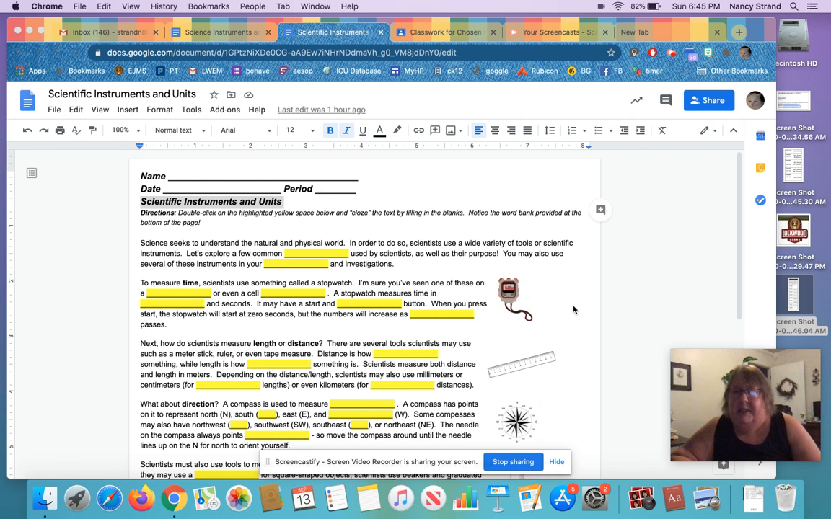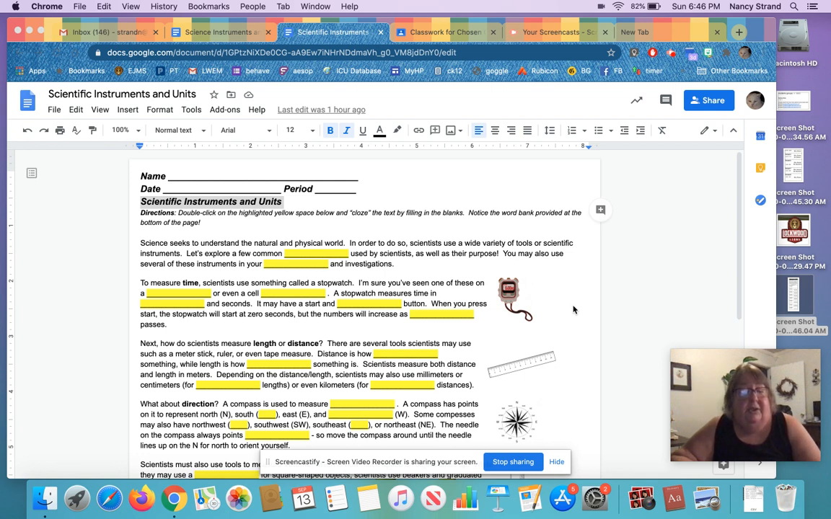What about direction? A compass is used to measure direction. A compass has points on it to represent north, south, east, and west. Some compasses may also have northwest, southwest, southeast, or northeast. The needle on the compass always points north. So move the compass around until the needle lines up on the N for north to orient yourself.